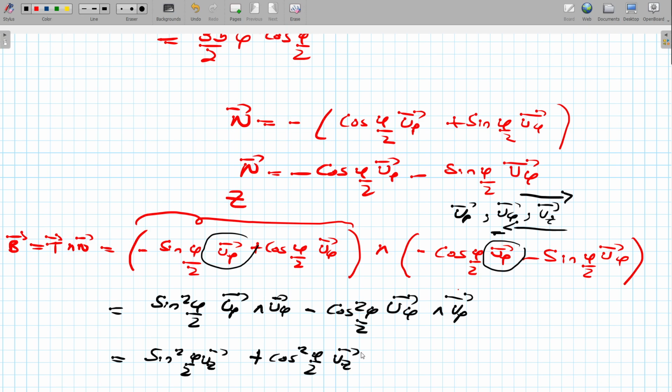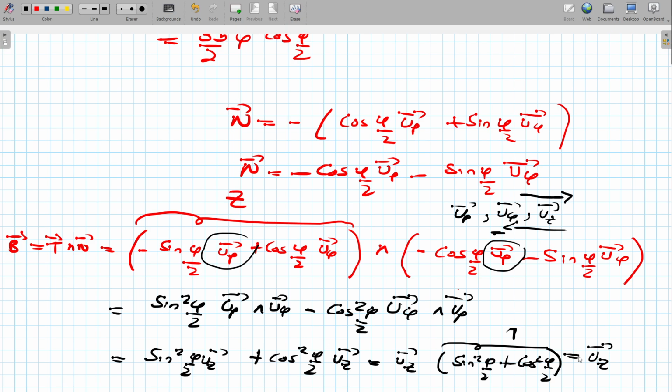Now here you can factorize by uz. So this is going to be uz, and then you're going to have sine squared phi divided by 2 plus cosine squared phi divided by 2. So this is going to be 1, the famous trigonometric identity. So this is going to be equal to uz, like so. Then you have found all the 3 vectors, b, t, n.